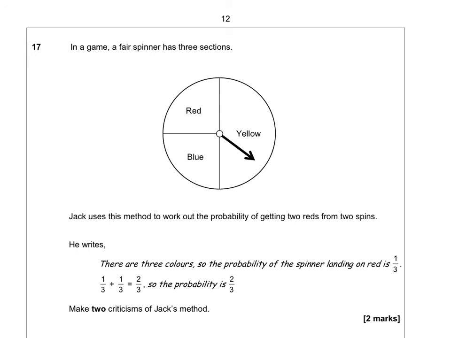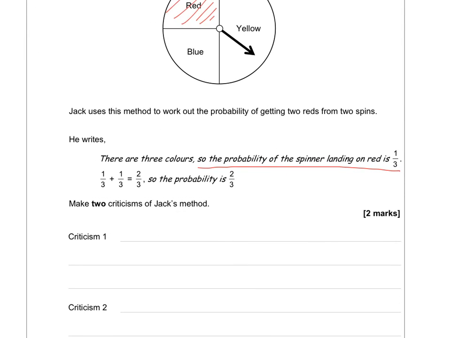The first criticism comes from here, where he says that the probability of the spinner landing on red is 1/3. You can see that the red section of the spinner is 1/4 of the total circle, so the probability of landing on red is 1/4. That's criticism number 1.